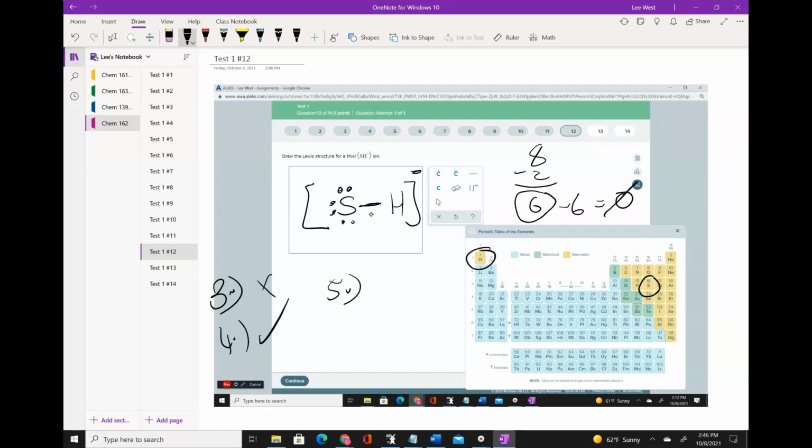Then we have to check that our central atom has an octet. 2, 4, 6, 8. It does, so we don't need to do anything. If it didn't have an octet, we'd have to bring lone pairs in to make double bonds. So that's going to be our structure. That's it. We're all done. So it looks good to me.